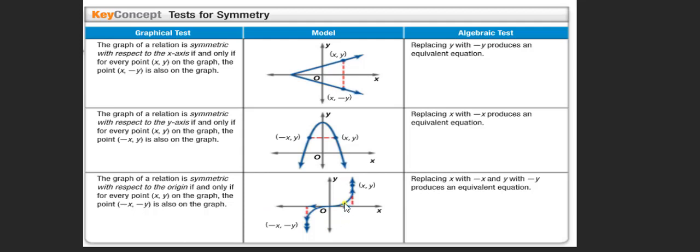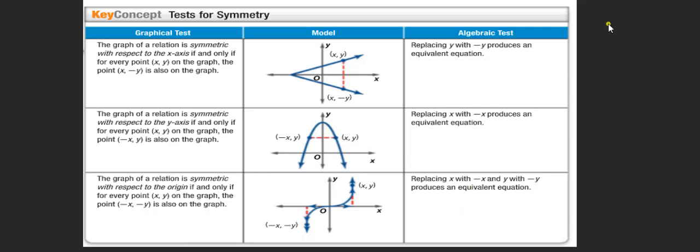Or you could fold it along the x-axis first, and then fold it along the y-axis. In this case, if you have (x, y), that means the opposite of x and the opposite of y will be on the graph. Algebraically, replacing x with negative x and y with negative y will produce the same equation.